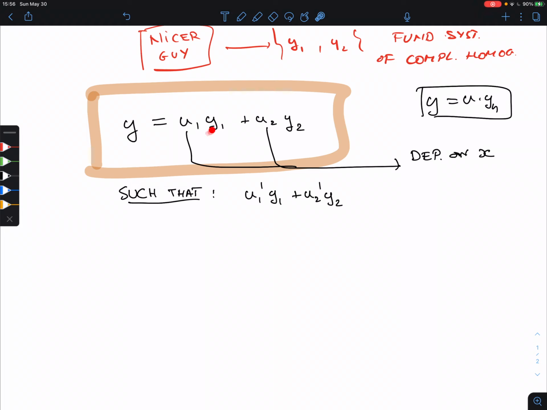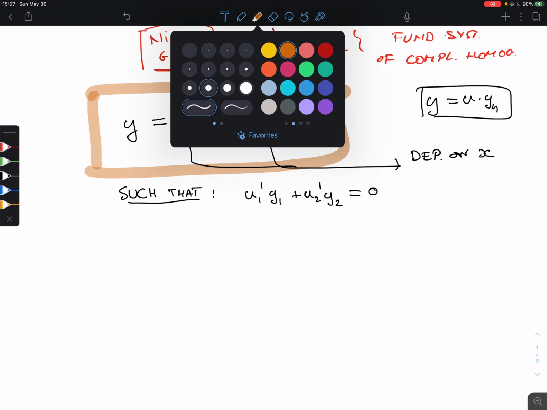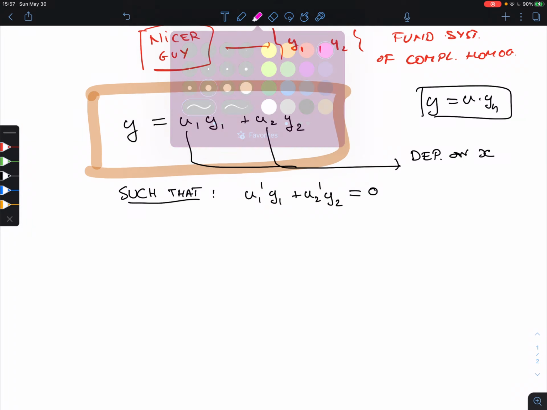But keep in mind, y1 and y2 are given to us. These are really functions with x's and stuff in there. The u's, these are just u's. Okay. So here again we have u prime and u double prime, and these are the same functions as before, and we put this equal to 0. So in other words, this is one condition that we will have. Let's do some fancy colors here, right?